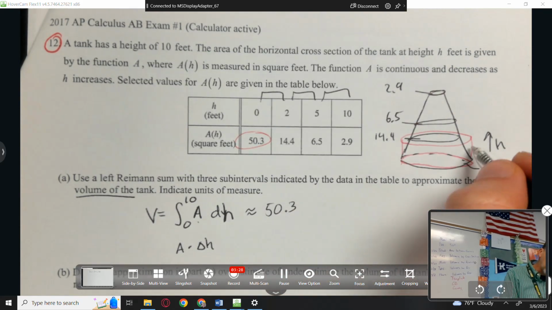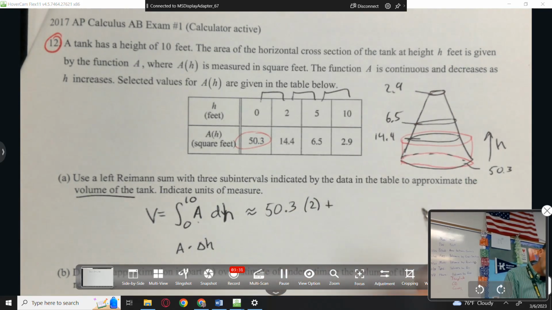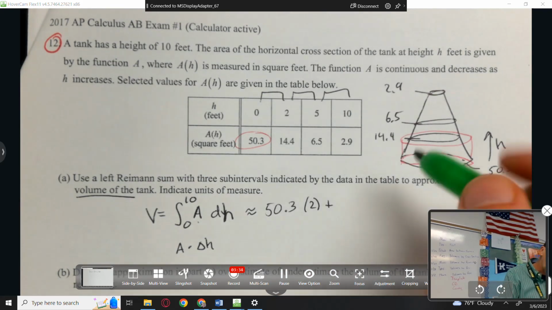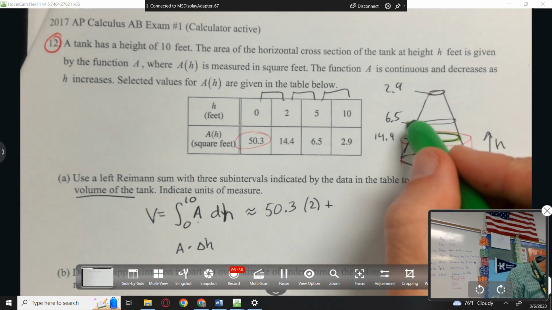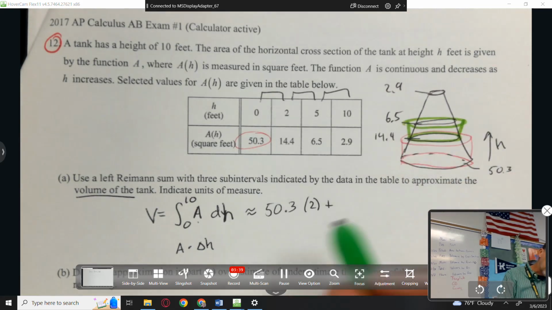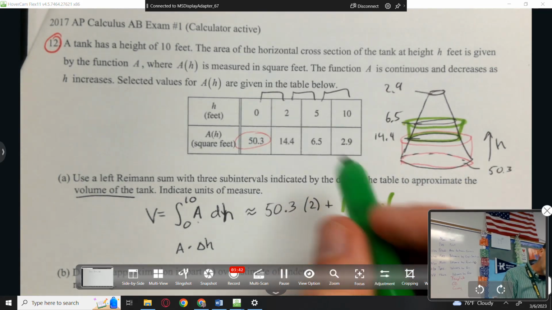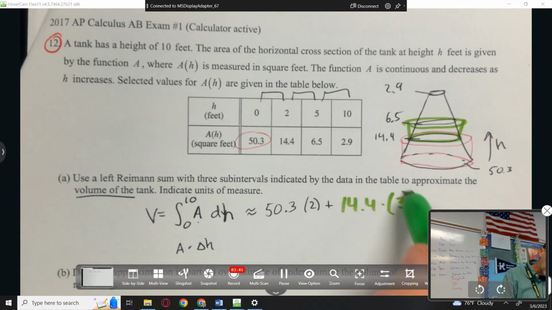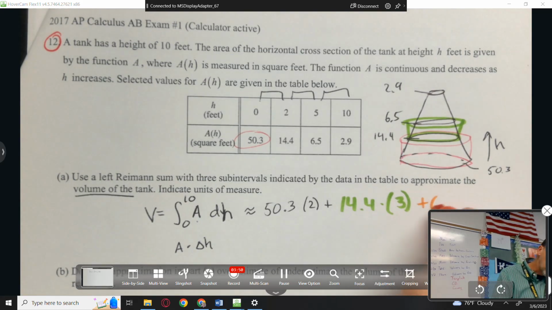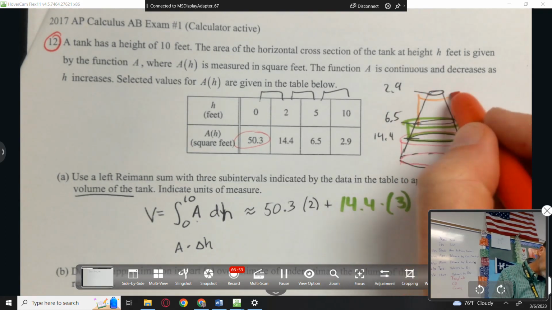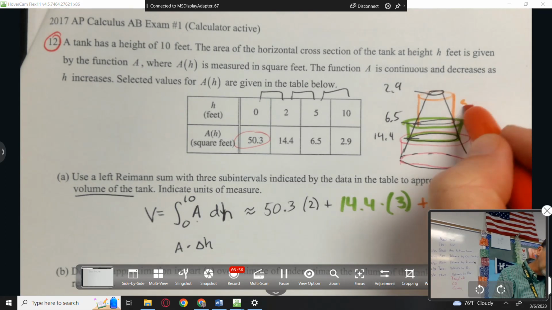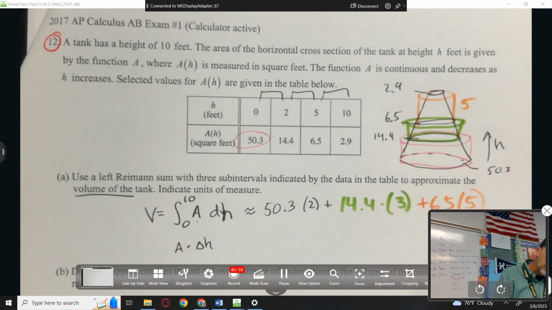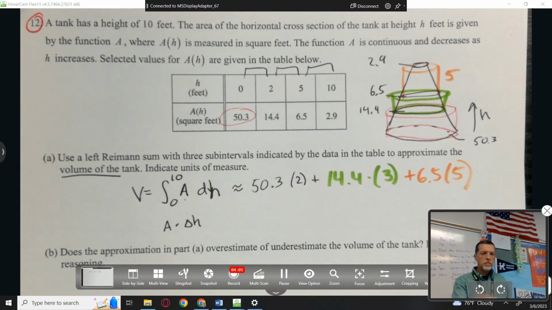So 50.3 times 2 plus 14.4 times 3 plus 6.5 times whatever that last height is, which is 5. Yeah. Change in height. Yes, the change in height. And that's a safe stop, so you could leave that. Even on a calculator test, you can leave that.